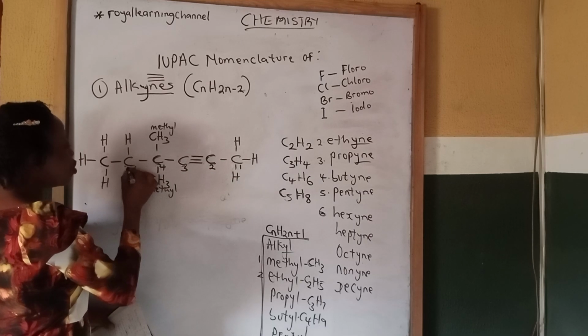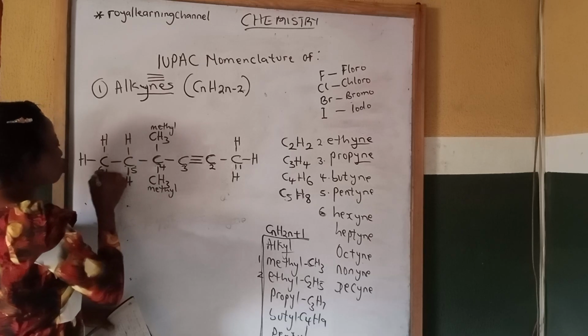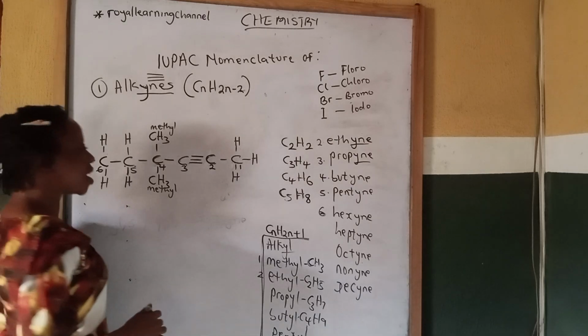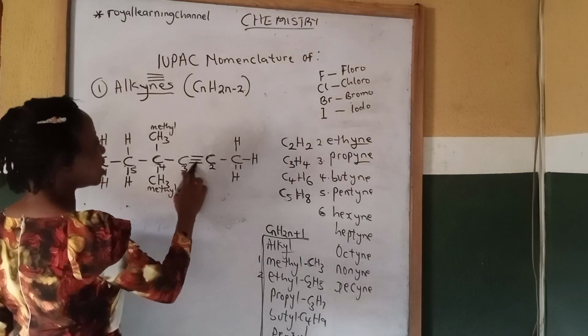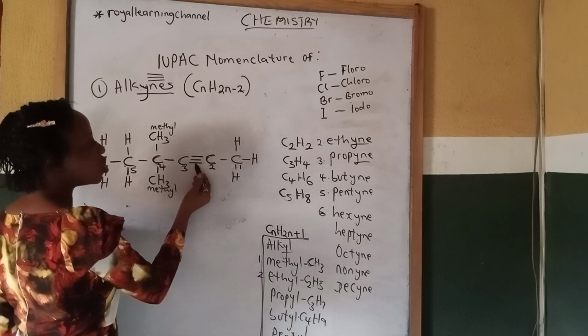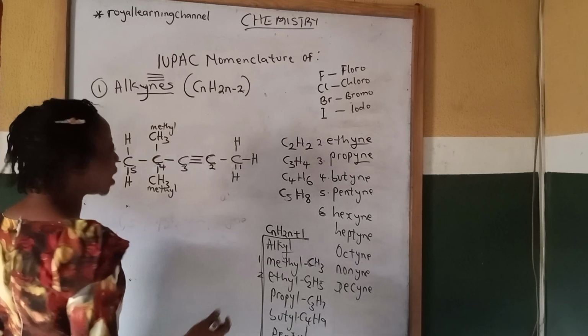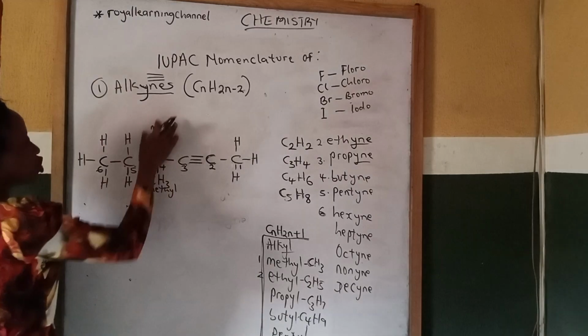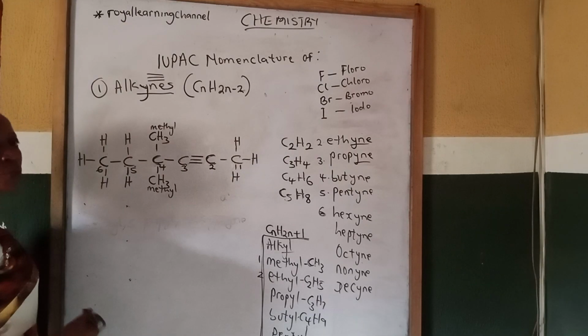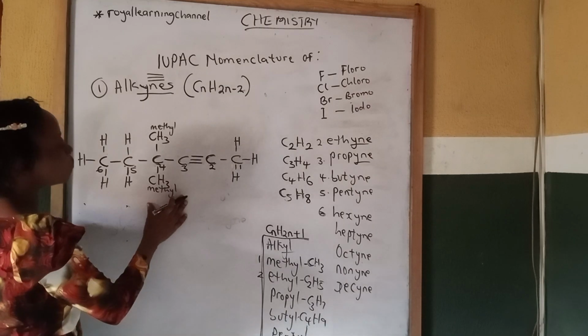So the right hand side will be the best side to number. So we number from the right hand side. Now from the right hand side now, our triple bond, which is our functional group, is on the second carbon atom. So after that, you name our what? Our substituent. So we name our substituent first before our root hydrocarbon.